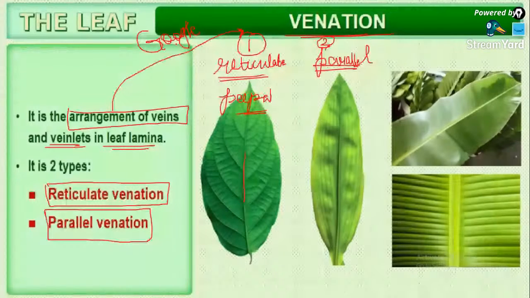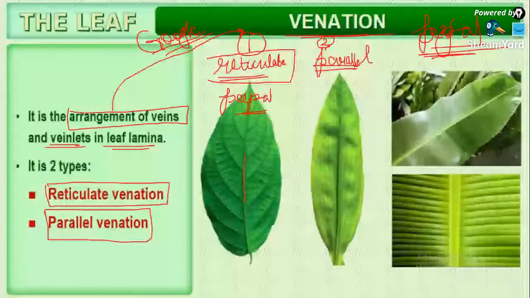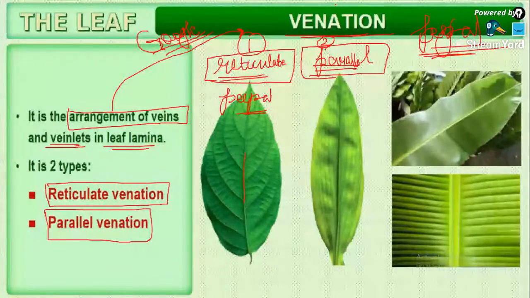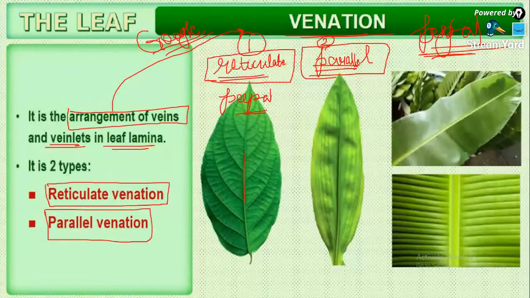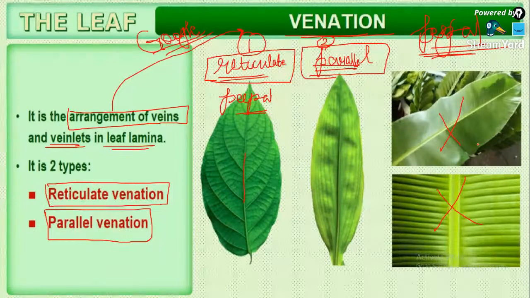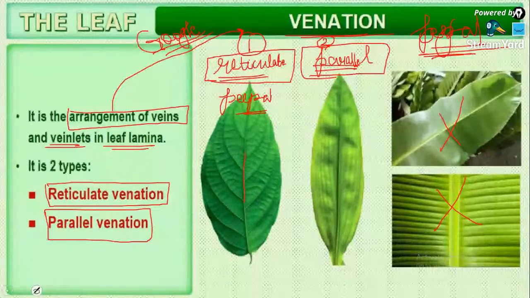People tree, banyan tree. I don't want the people tree definitely. You have to give me a leaf. You have to send me the image of a leaf with a reticulate venation and a parallel venation. I should not get banana. I don't need this banana leaf as an example for parallel venation. I need some other thing because biology is all about observation in the environment.